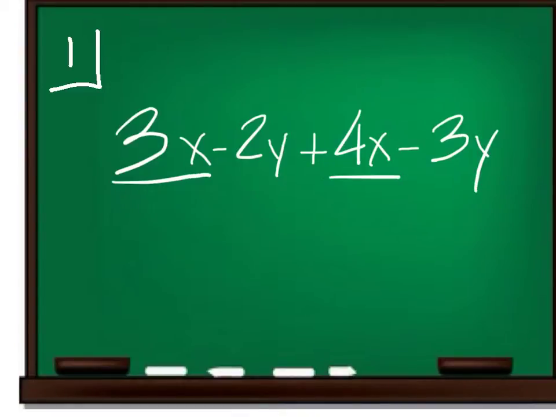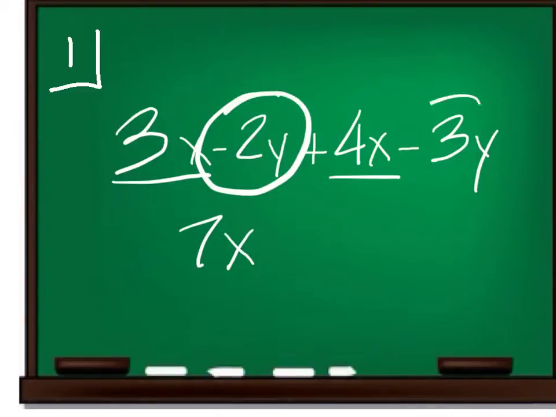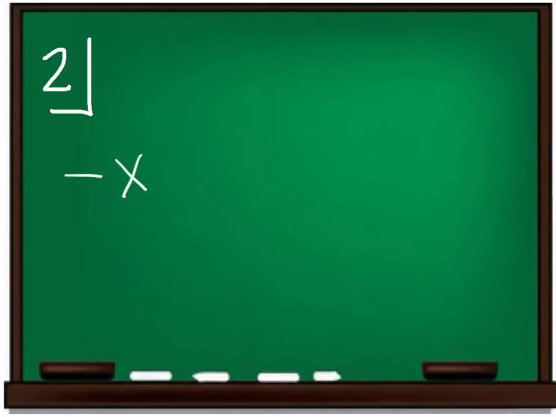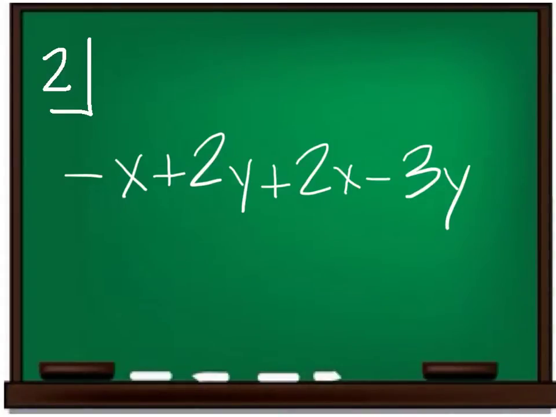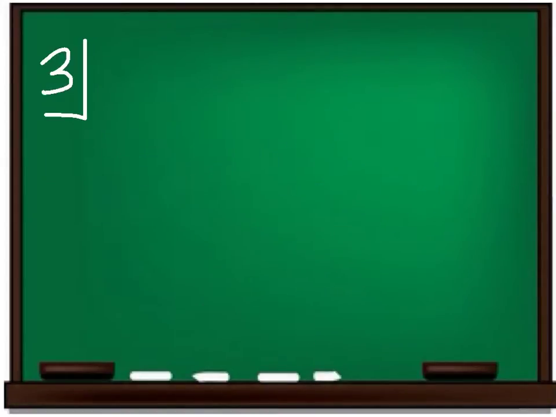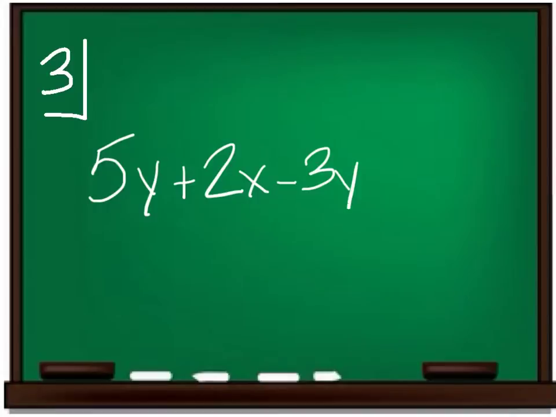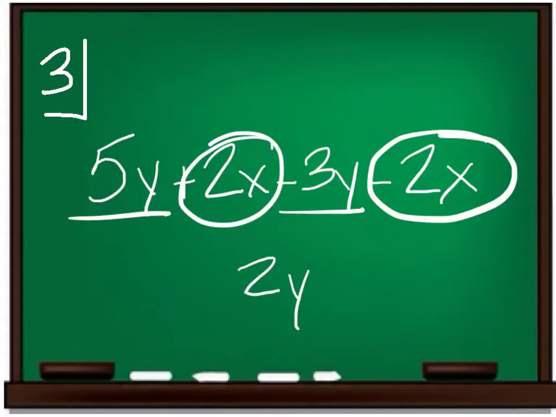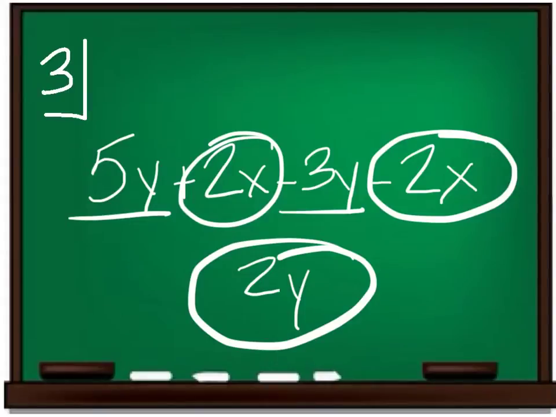This one is 3x plus 4x, which is 7x, and negative 2y minus 3y is minus 5y. Negative x plus 2x is x, and 2y minus 3y is minus y. Five y minus 3y is 2y, but 2x minus 2x is 0, so it's just 2y.